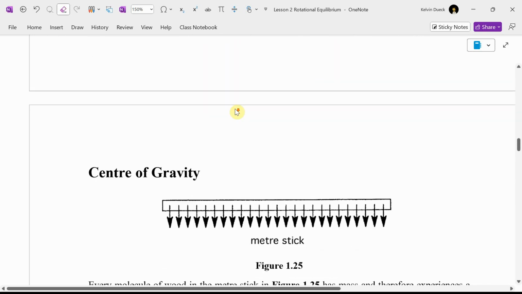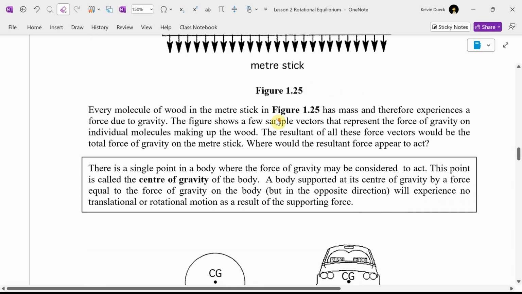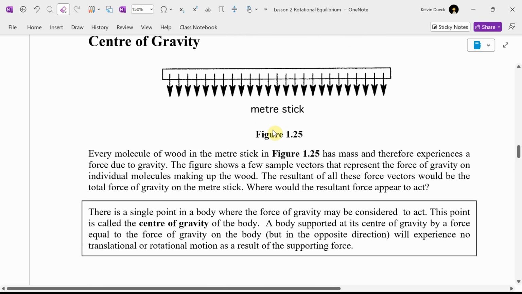Let's look at one specifically. Actually, we got to talk about a concept first. Let's talk about center of gravity. If you have a meter stick, for example, although there's molecules of wood throughout the stick, assuming they're evenly distributed, we can make the assumption that we can gather all of the mass, all of the gravitational force at a central point. The center of gravity for this meter stick would be right about there.